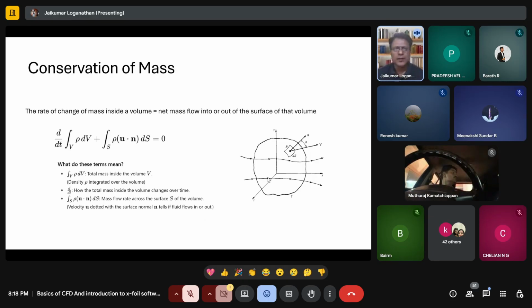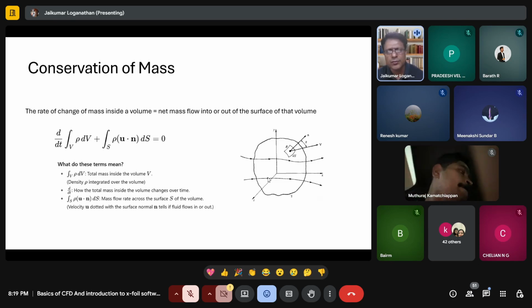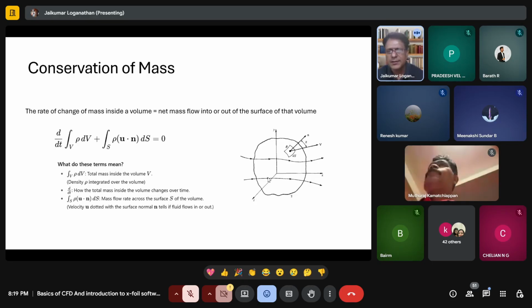So here, let's look at the conservation of mass, which is a very simple concept. It says that the rate of change of mass inside a volume, it could be any volume, is equal to the net mass flow into or out of the surfaces that make up the volume. It's a very simple thing. You can also correlate this to your day-to-day activities, where you pour some fluid. The rate at which the mass increases is directly proportional to the rate at which the flow is coming through the surface, right? So that is what these terms are representing.